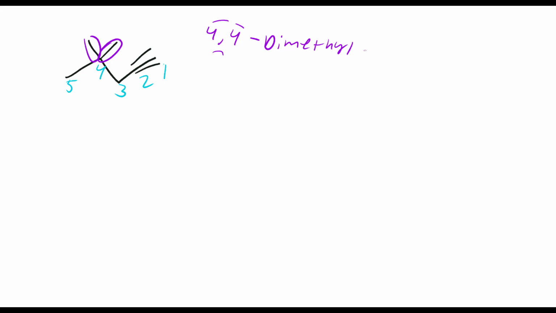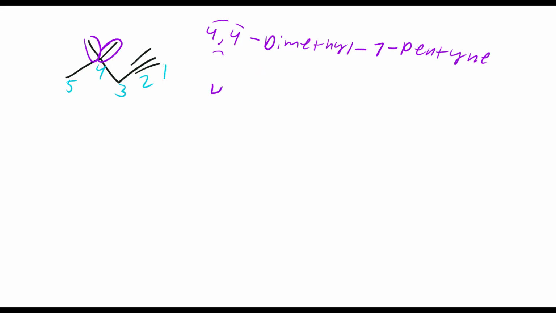4, 4 dimethyl. And we have a triple bond, right? So where does that triple bond occur? Does it occur at carbon 2, or does it occur at carbon 1? Well, it occurs at carbon 1. This is a 5 carbon molecule, so you would expect pentane, but it's triply bonded, so it's a pentyne, however you pronounce it. So 4, 4 dimethyl 1 pentyne.